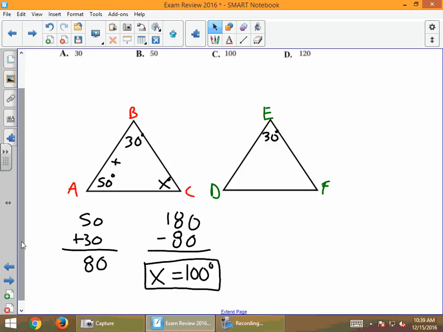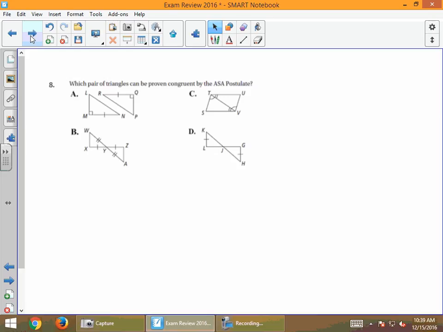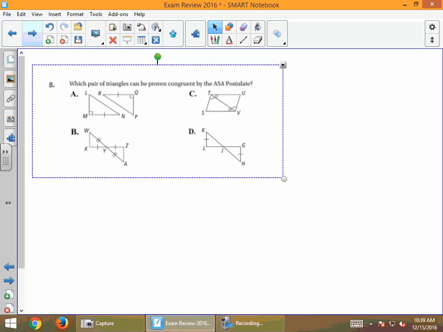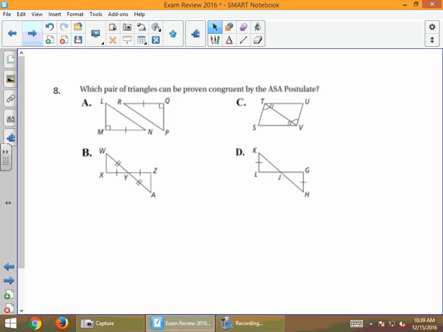All right, here we go. Number 8. Which pair of triangles can be proven congruent by angle, side, angle? So we need two angles with a side in between. Let's look at A. In A, we only have one angle and one side. So is that a possibility? Nope. That's not going to be it.